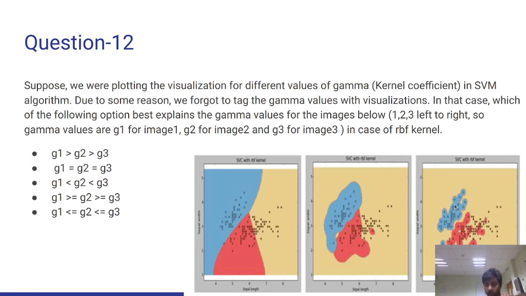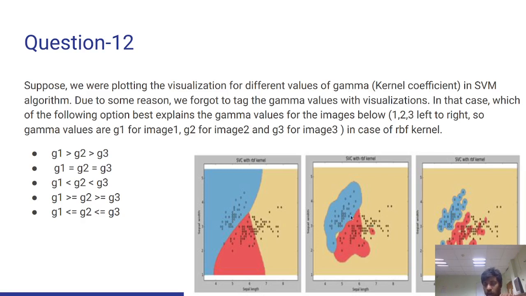What will happen if there is a new point here? In that case, it will say it is blue, but is that so? It is very near to the red, and blue is much farther away, but it will still give blue. That is a symptom of overfitting. To classify this correctly, it is forcefully marking it as blue. So the gamma value is very high here, and that is why it is overfitting.